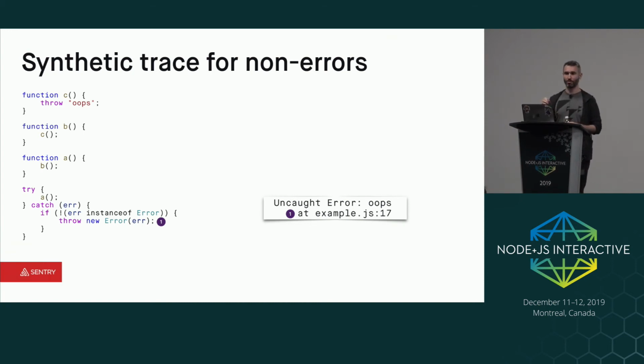There are other useful ways of using this stack property. You don't have to throw an error, right? You can just create an error object, console log the stack, or put the stack property somewhere, preserve it in a way that is useful for you, and toss the error away. That's perfectly valid as well.